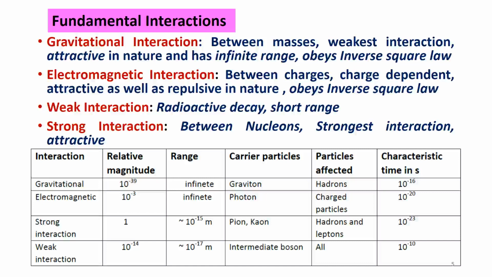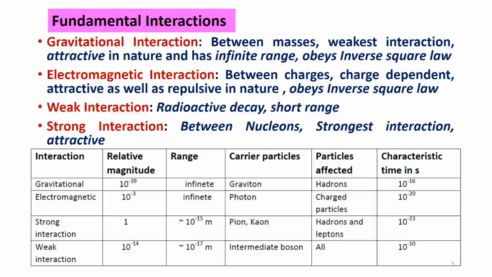The third type of interaction is the weak interaction. This is the interaction during the decay of unstable nuclei, for example alpha decay, beta decay, etc. It has the shortest range. The last type of interaction is the strong interaction. It arises between nucleons: between neutron and neutron, between proton and proton, and between proton and neutron. It is the strongest interaction in nature. It is always attractive and is a short range interaction.